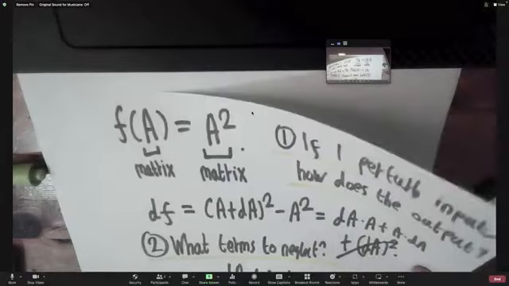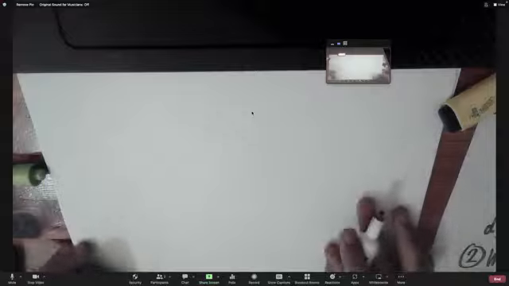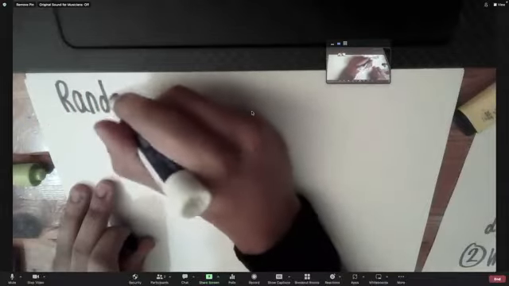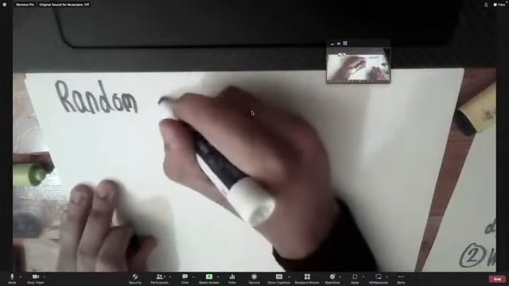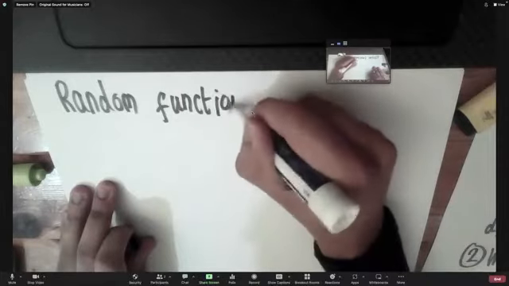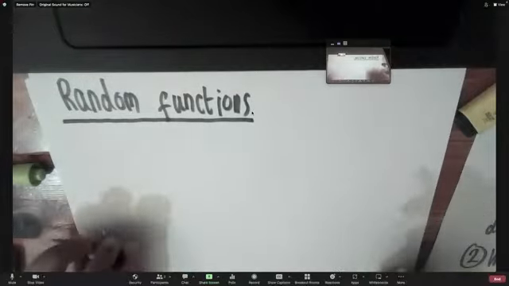So that is a matrix to matrix function. The idea there was just thinking about a function with a more complicated input space and a more complicated output space. Now we're going to shift our attention to another case where we're trying to generalize the notion of derivative to more complicated spaces. And this time we're considering functions which are random.